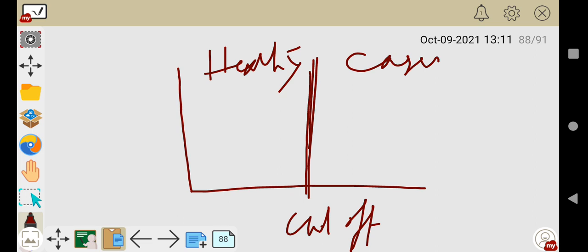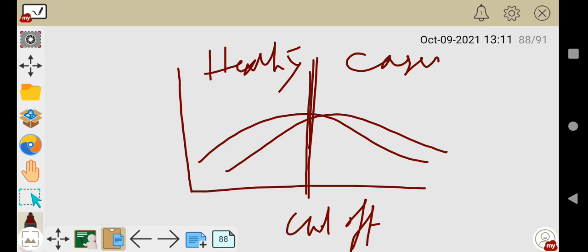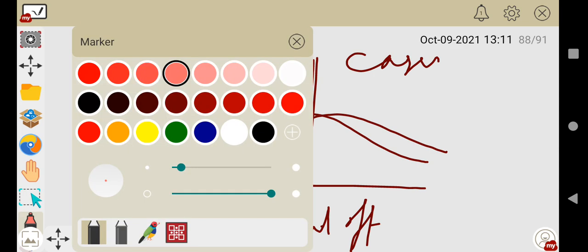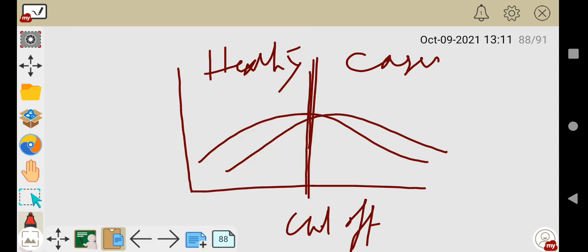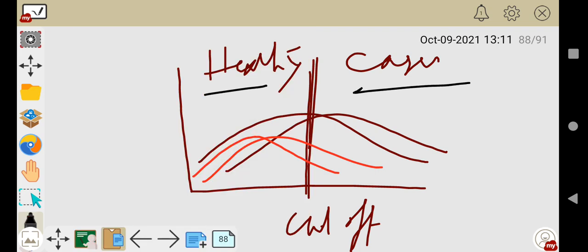The graph goes like this. This is the first graph which I drew just. This color, this color. So they keep something like this. This one is the healthy, this one is the cases, and this is the cutoff. Now this was the first test. The first curve that I drew just is the first test, and this is your second test.